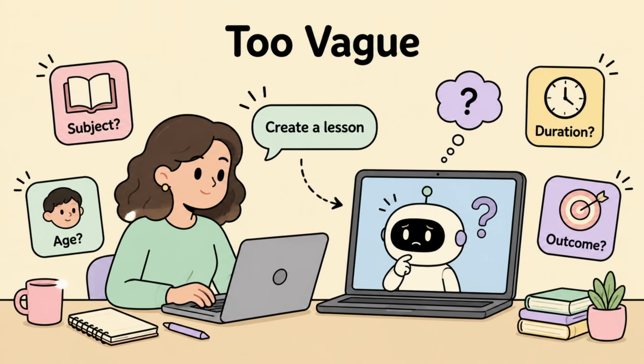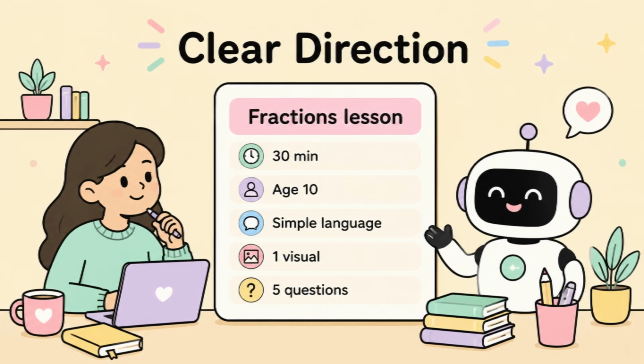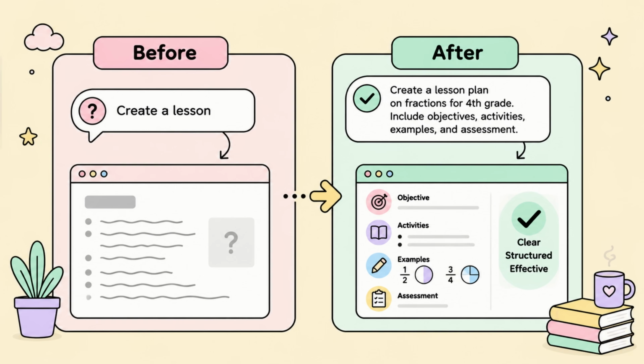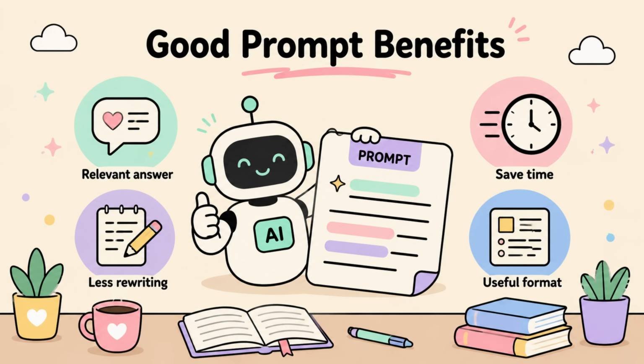For example, if a teacher says, "create a lesson," the AI does not know the subject, the age group, the lesson length, or what students should learn. But compare that with "create a 30-minute introduction to fractions for 10-year-old students. Use simple language, one visual example, and five practice questions." Now the direction is clear. A good prompt helps you get a more relevant answer, save time, avoid unnecessary rewriting, and receive the information in a format you can actually use.